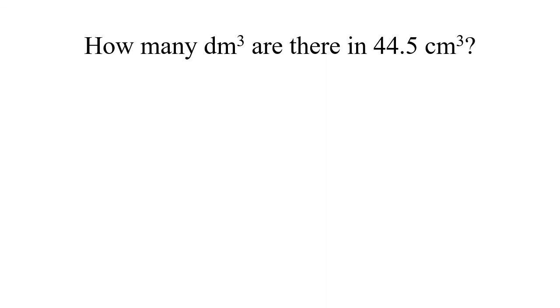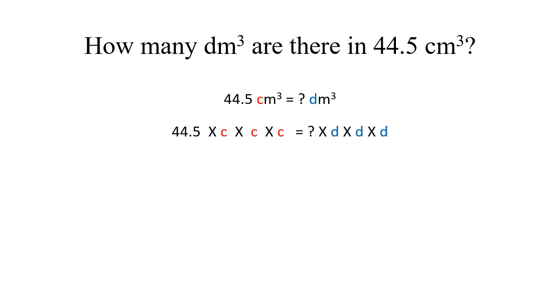A question about volume. How many decimeters cubed are there in 44.5 centimeter cubed? In another way, 44.5 centimeter cubed equal to how many decimeter cubed? Again, the same thing, same way, same method. In here, we are just going to multiply 3 times because we have the cubic power. So it's 44.5 multiplied by centimeter, multiplied by centimeter, multiplied by centimeter. Bear in mind that the cube is on the centimeter, not on the 44.5. So 44.5 multiplied by C multiplied by C multiplied by C.